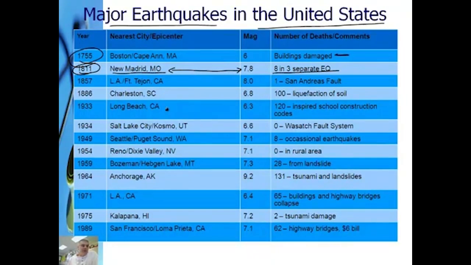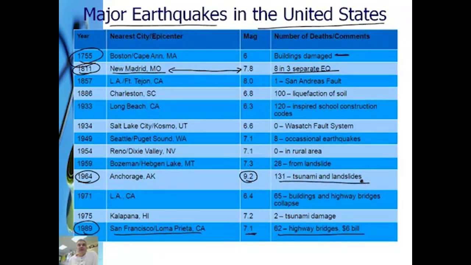And then other major ones. The San Francisco, 1989. They called it the World Series earthquake. It was in the middle of the World Series that this broke up. They had a 7.1, and it was very expensive. Highways and bridges were destroyed, etc. And the Alaska one, probably one of the biggest ever recorded, in 1964, Anchorage, Alaska. Tsunamis, landslides, 131 people died, etc.